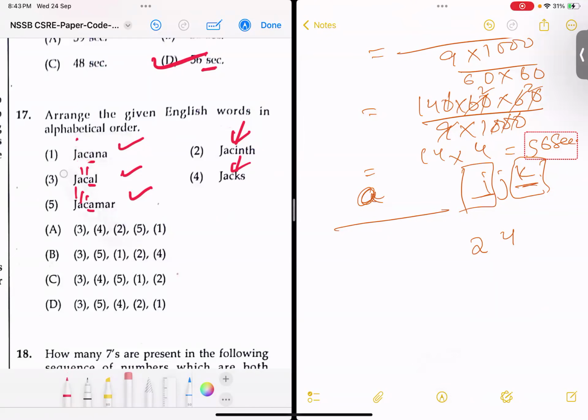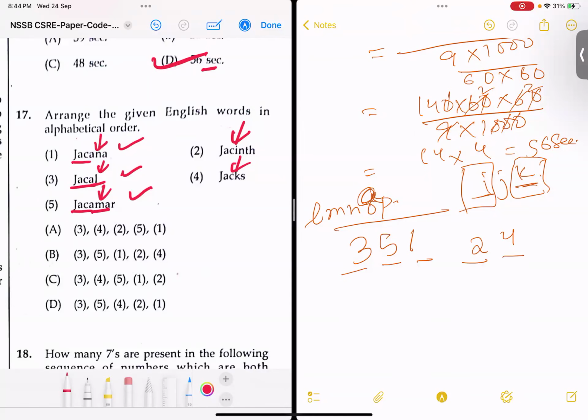Now we have here, the first 4 alphabets are same, J, A, C, A, J, A, C, A, right? Let's look at the fifth one, okay? Here it is N, L, and M. So we know that alphabet arrangement is L, M, N, O, P, right? So first one should be the 3 because the fifth alphabet is L. Next one should be 5 because the fifth alphabet is M, right? And finally it should be 1. So the arrangement should be 3, 5, 1, 2, 4. Okay, so it's B.